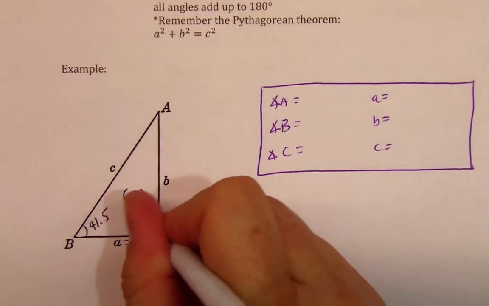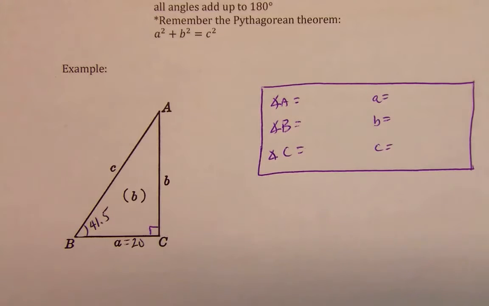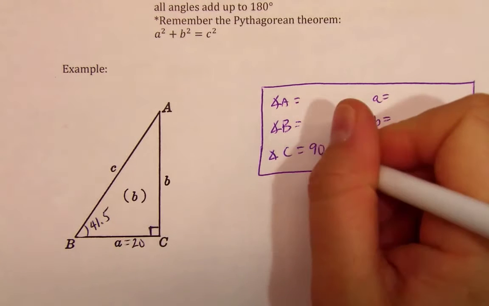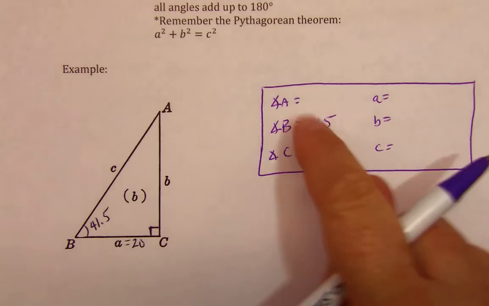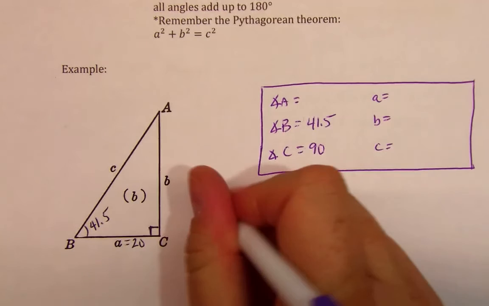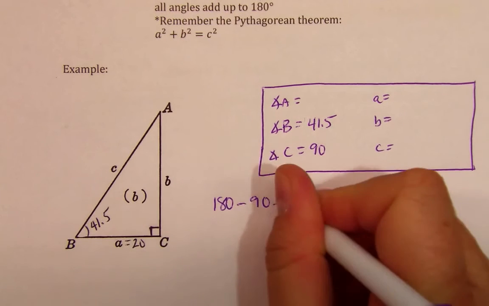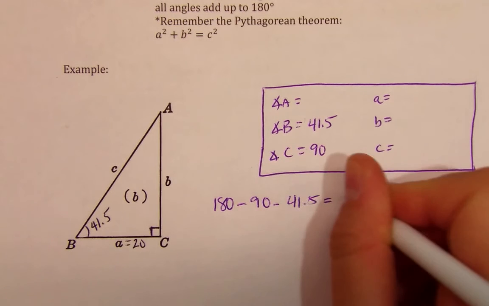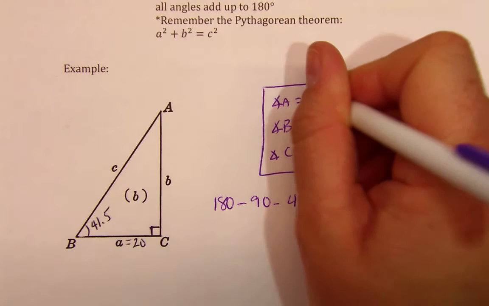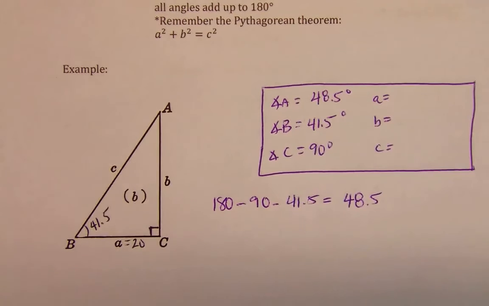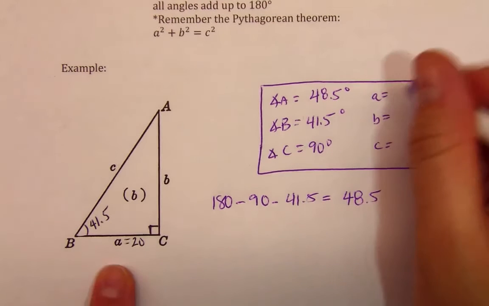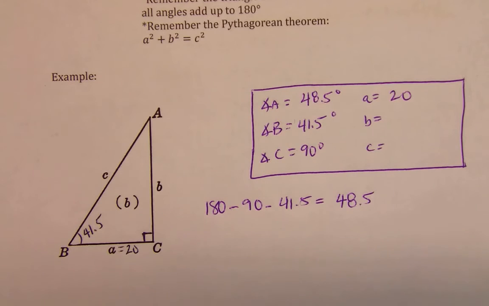Well, C is given to us that it's a right angle. This is given. So this is 90. And B is 41.5. So then finding angle A, we would just subtract 180 minus 90 minus 41.5, and that will give us 48.5. Now we're given that side A is 20, and so now we need to find those missing sides.